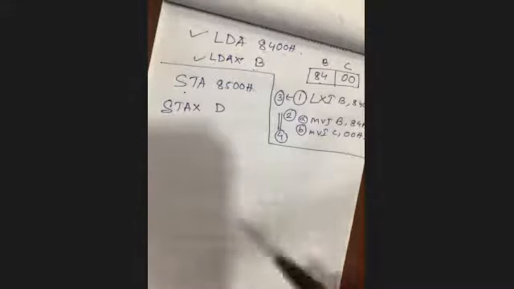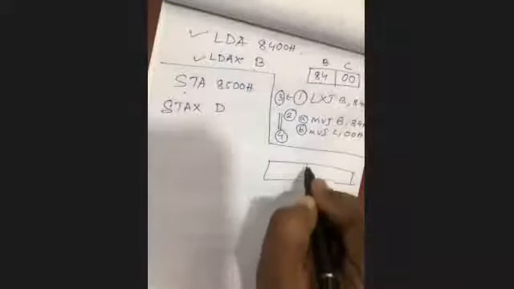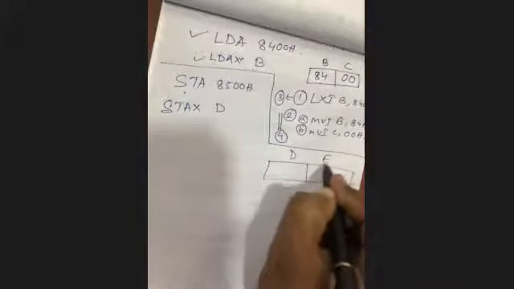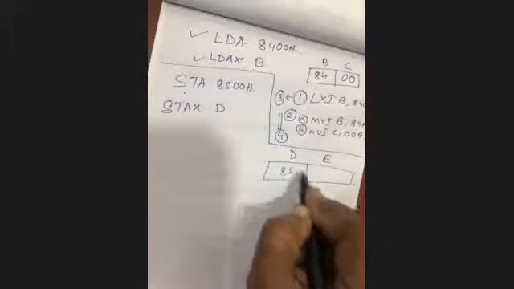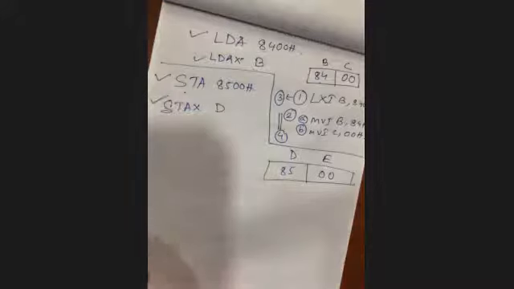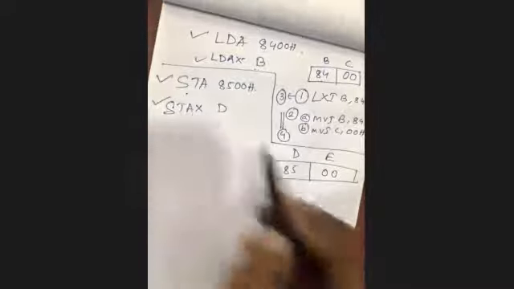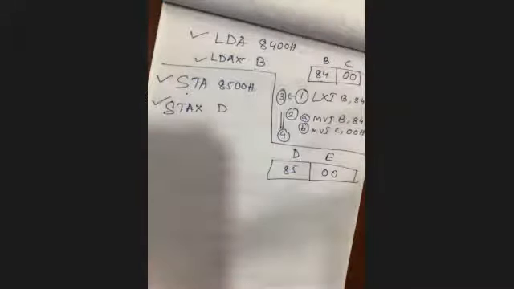Means if DE has the value like 8500, then this instruction and that instruction will be the same function. This instruction and that instruction will be the same functions, right?